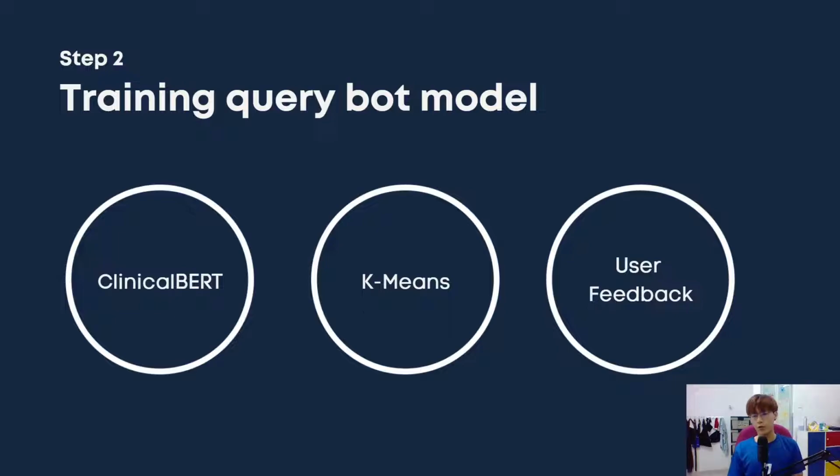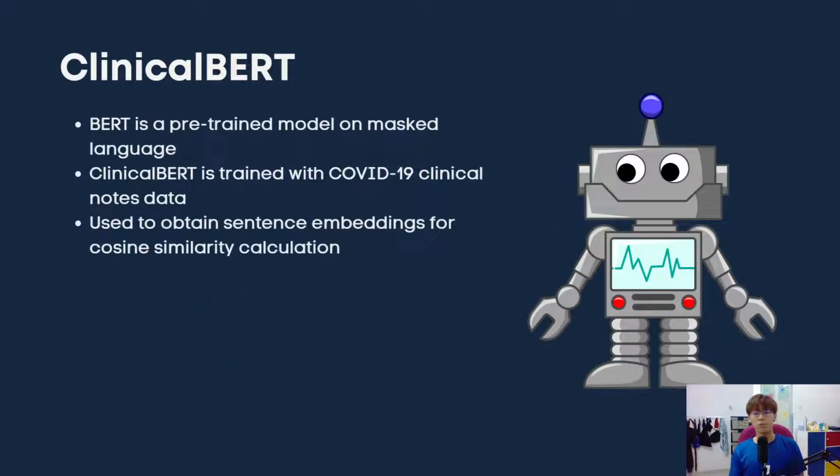This step involves three components: clinical BERT, K-means, and user feedback. Let's go through them one by one. Clinical BERT. BERT is an AI model pre-trained on learning mass language model. Clinical BERT model is used and fine-tuned with COVID-19 clinical notes data in this development, so the model can obtain specific knowledge regarding COVID-19. The model can return sentence embeddings that can be used to compare query and clinical note sentences by calculating cosine similarity.